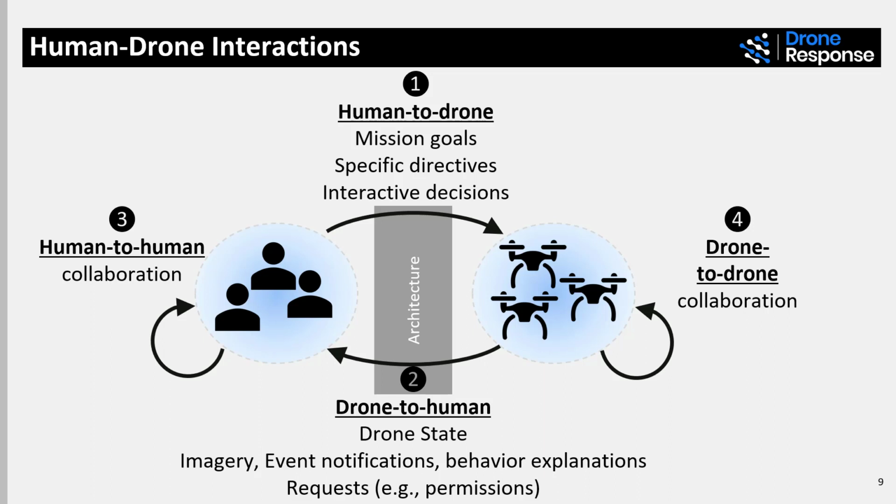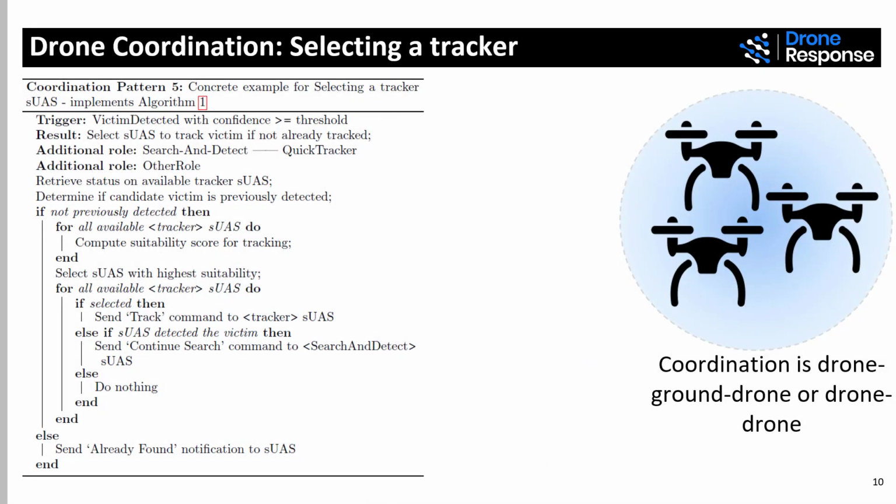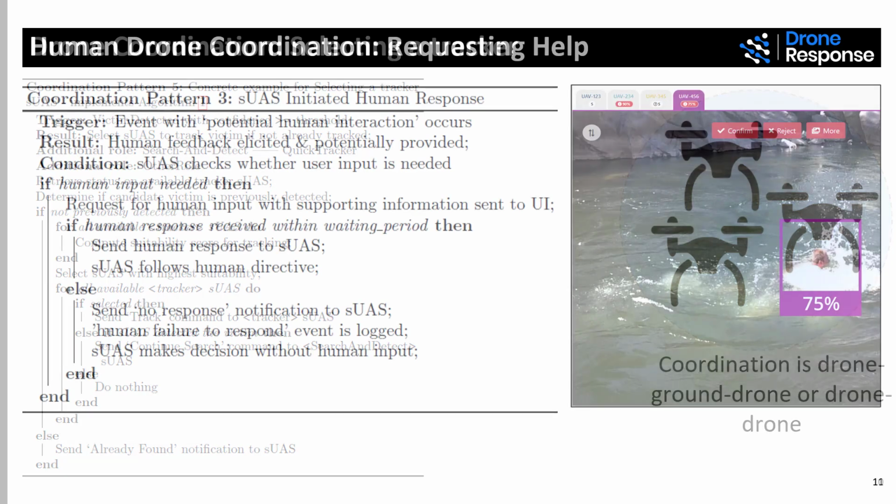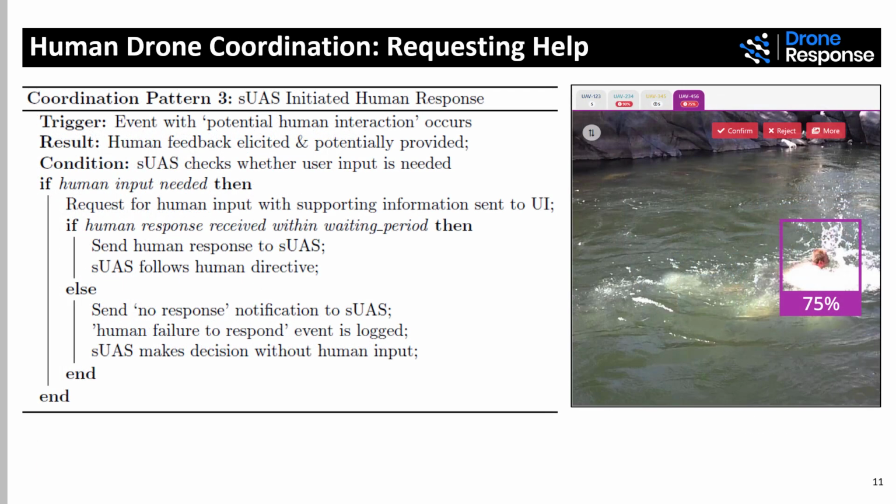This is responsible for several different types of coordination. Drone response supports coordination between drones and between humans and drones. I'm not going to dig into this pseudocode, but the coordination handler performs several different tasks. For example, here it has logic for selecting a drone for tracking a person. And here, if the drone decides that it needs human input to determine whether a victim has been sighted, the coordination handler helps facilitate this behavior.